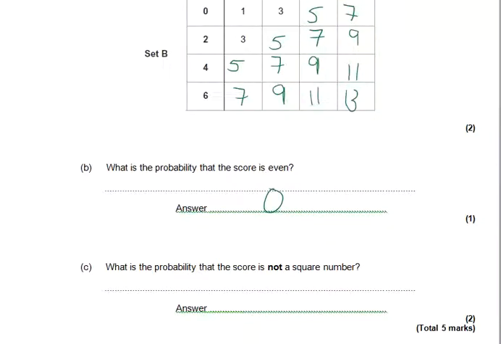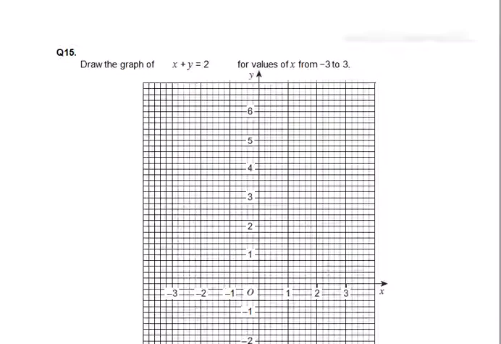What is the probability it is not a square number? So for this one we need to know our square numbers. 1, 4, 9, 16. We don't need to go higher than that. What's the probability that it's not a square? So you've got to make sure that we're ruling out the square numbers. So that's 1, 2, 3, 4, 5, 6, 7, 8, 9, 10, 11, 12. So we end up getting 12 out of 16. Another way of doing that is count the number of square numbers and take it away from 16 and you get the same answer, 12 out of 16.